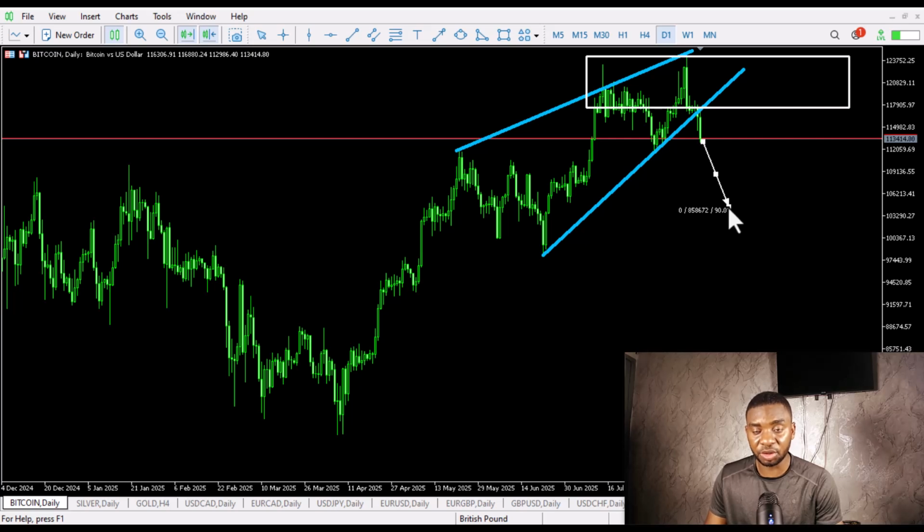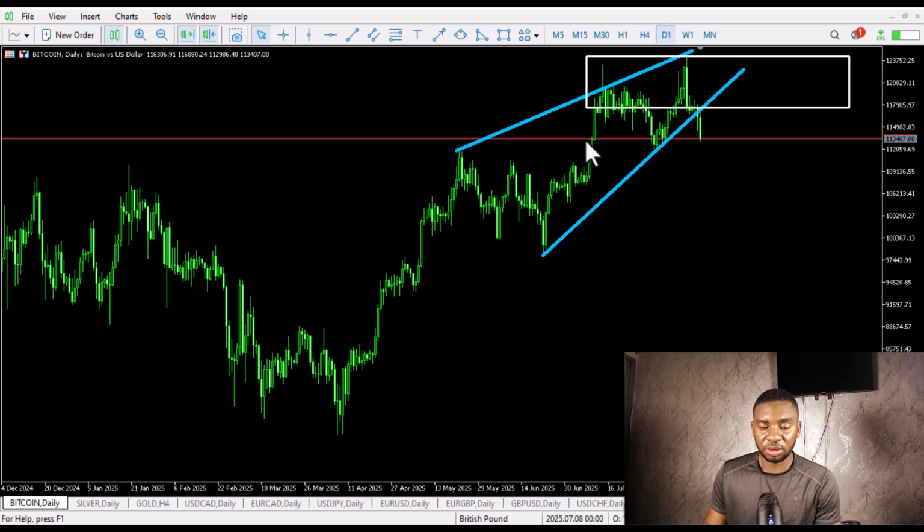But the ideal situation in which I'll be so confident to take this trade is if price reverses into this box that I've shown you earlier. And if price reverses into this point, my profit target is going to be as I have shown you before.